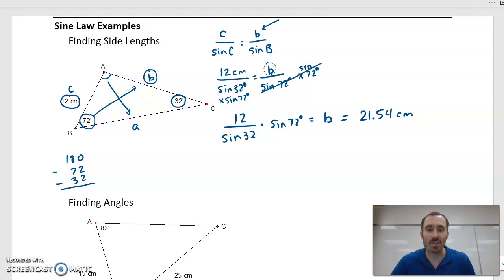I wanted to also say that this algebra step that we did over here, there are many ways of doing this. Some of you might have learned the fish method, like this. You take sine 72 times 12 divided by the sine 32 equals B. It ends up being exactly the same thing we just did. It's just a quick trick to remember what the algebra step is.